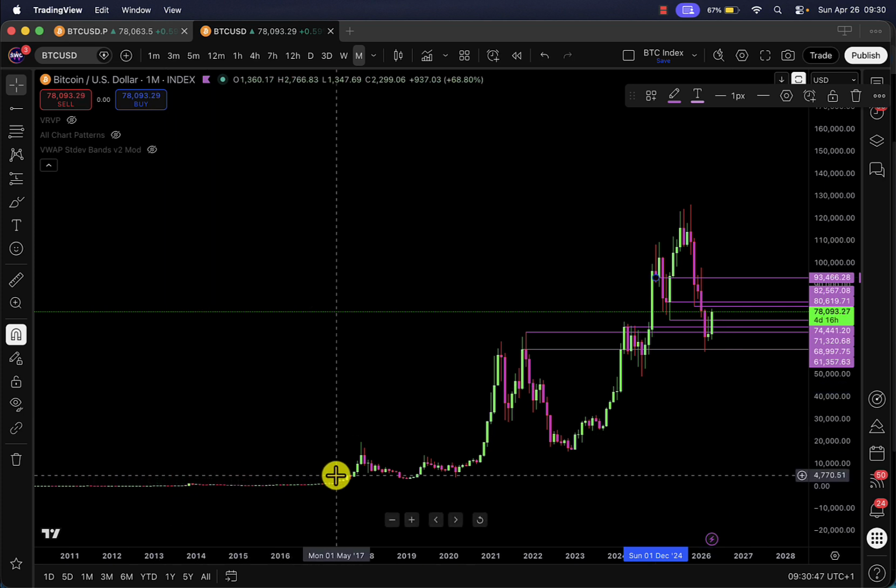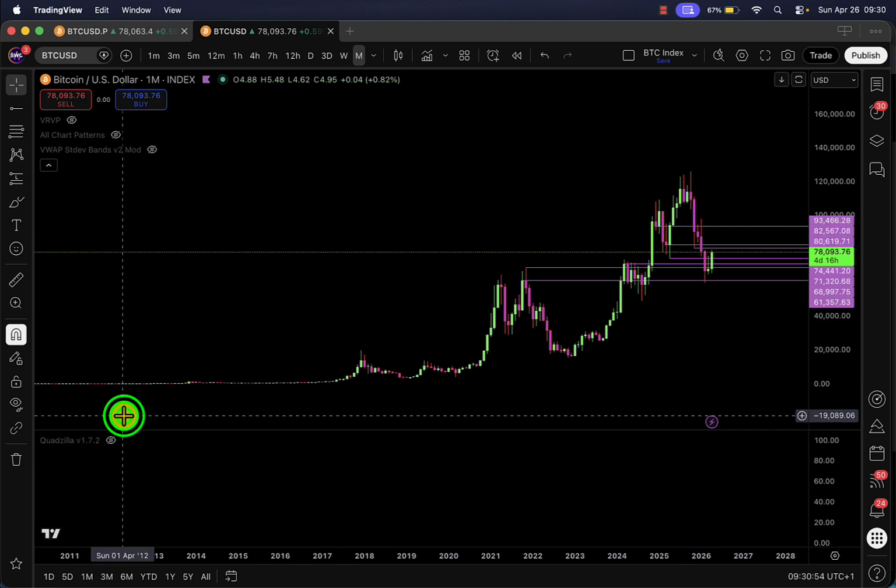Now, the reason I'm using the index chart is because I wanted to see a lot of data, going back a decade and more, because I want to use our indicator, which is called Quadzilla.